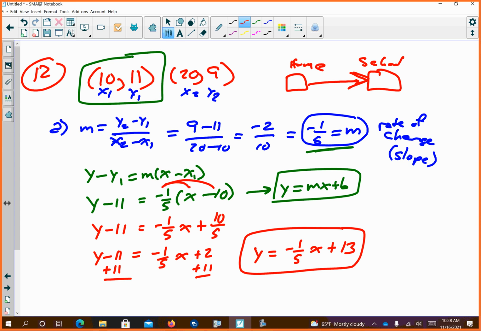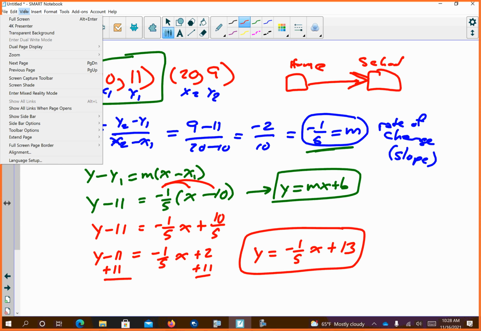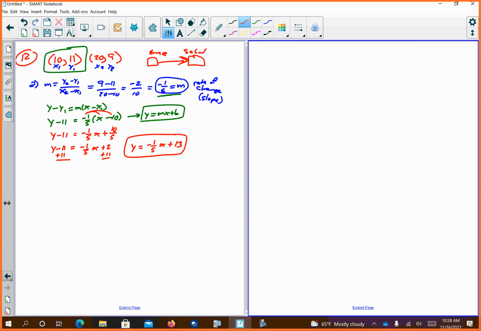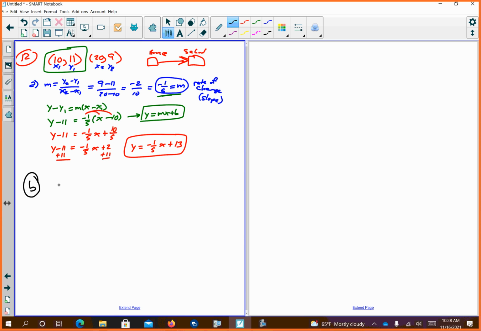Okay, so let's view this as a dual screen on. Hopefully it'll all fit. Yes, it does. Good. It looks a little small, but I think we can still comprehend it. Letter B. What is the y-intercept and what does it mean in this problem? So the y-intercept of this problem is going to be positive 13. So that's (0, 13). What does it mean in the context of this problem?